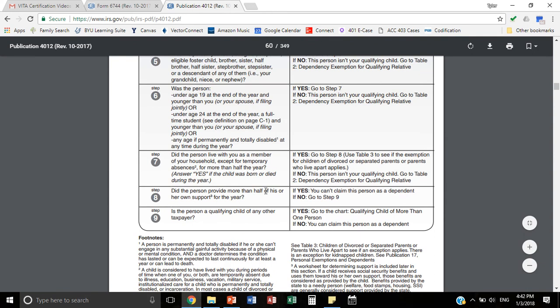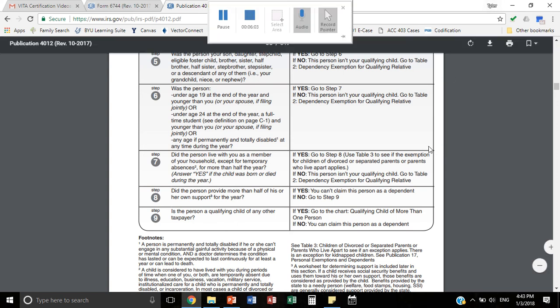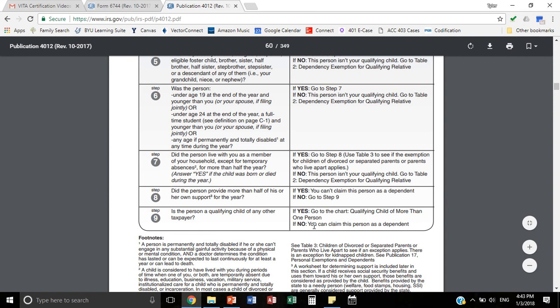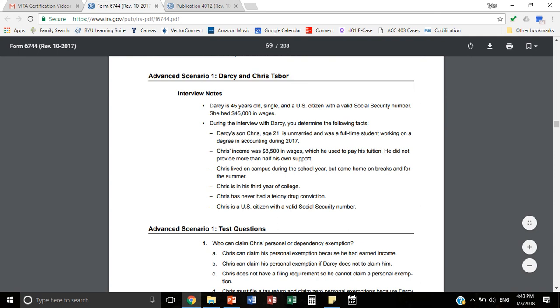Did the person provide more than half of his or her own support for the year? Going back to the case, it said no, Chris did not provide more than half of his own support. So no, go to step 9. Is the person a qualifying child of any other taxpayer? So it's basically asking, is anybody else going to claim him as a dependent? So no, so you can claim this person as a dependent. So we've determined that Darcy can claim Chris as a dependent.